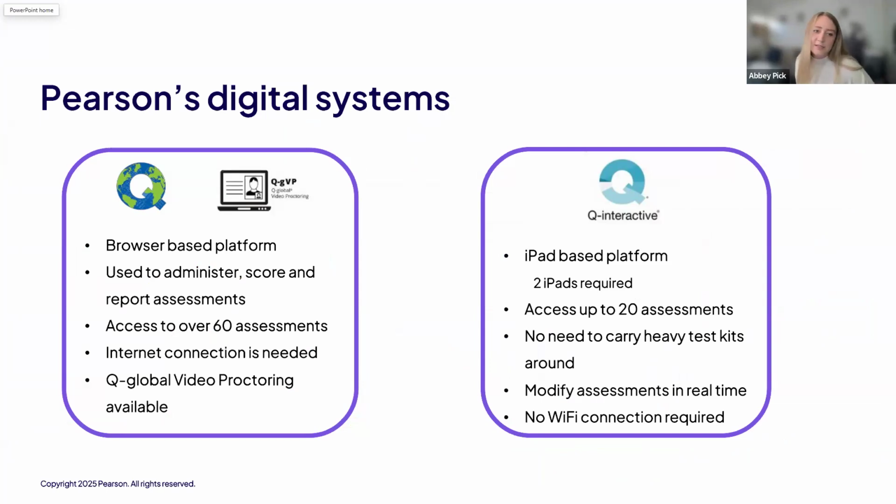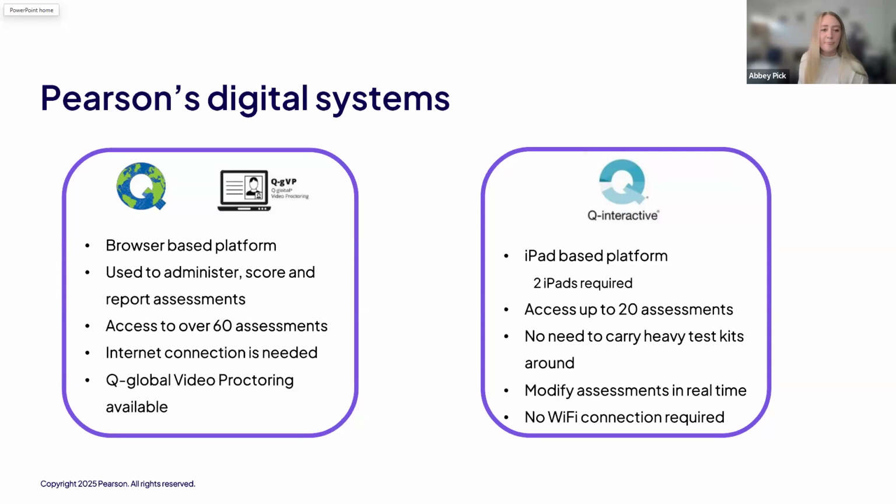There are over 60 assessments available on Q Global, which includes the digital manuals, stimulus books, and other digital assets. And as it's accessed on any web-enabled device, this does require internet connection to access and use the digital assets and scoring and reporting functions. Q Global also includes our Q Global video proctoring system, which is incorporated directly into the Q Global workflow. So this can eliminate having to use a third party like Zoom or Teams or Google Hangout for face-to-face observation.